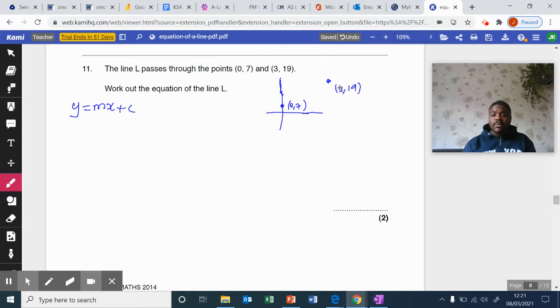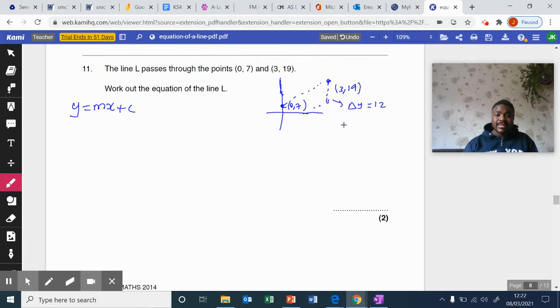Okay, and then from here, remember, we look at the change in y over the change in x. So the change in y is a difference between the y coordinates, so that's 19 and 7. So the change in y, this triangle just means change in. You didn't have to use this notation. I'm just putting it there so that you know. The change in y is equal to 19 take away 7 is 12.